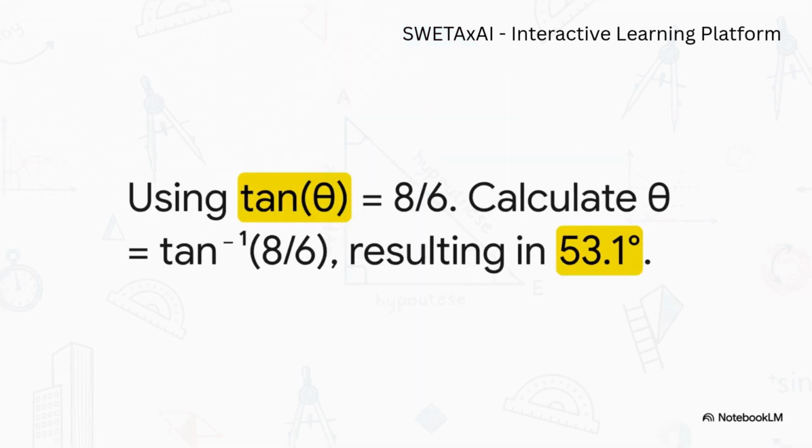Looking back at our toolkit, we have opposite and adjacent. And you know what that screams? TOA, tangent. So the tangent of theta equals 8 over 6. Now to isolate theta, we have to use the inverse tangent function on our calculators. Theta equals the inverse tangent of 8 divided by 6, which yields an angle of approximately 53.1 degrees. How cool is that? You literally just used two physical sides to discover a totally invisible angle.